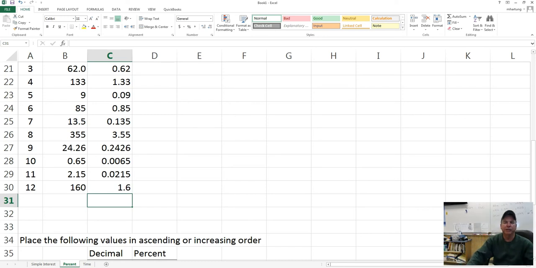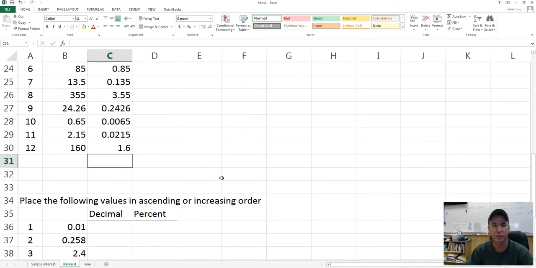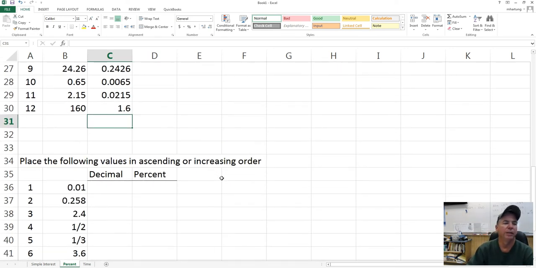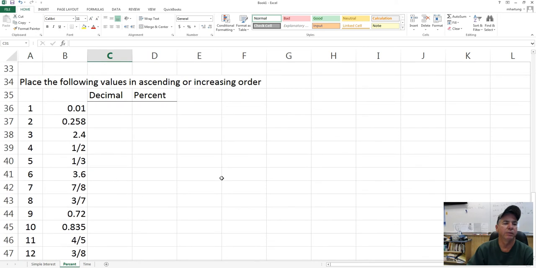Let's take a look at an application of converting percents to decimals and also going from fractions to decimals to percent, to help us see how putting something in terms of percent makes it a lot easier to understand the magnitude or the size of the value.